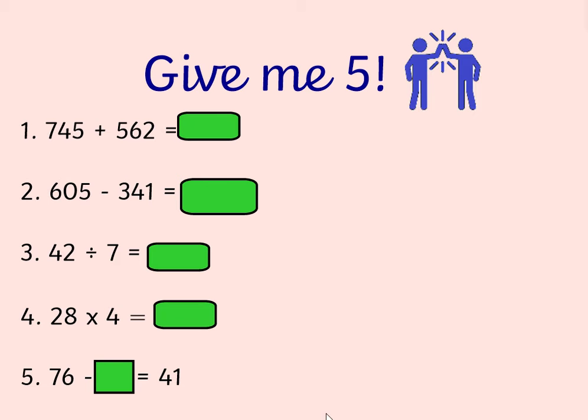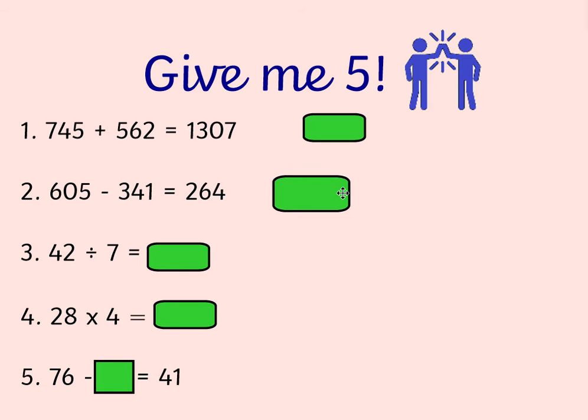Welcome back, hopefully you've worked out your Give Me 5 answers. So the first one, we were looking at an addition. You probably used column addition, 745 plus 562, and you should have got 1,307. Question 2 was a subtraction this time, 605 take away 341, and you should have got 264.